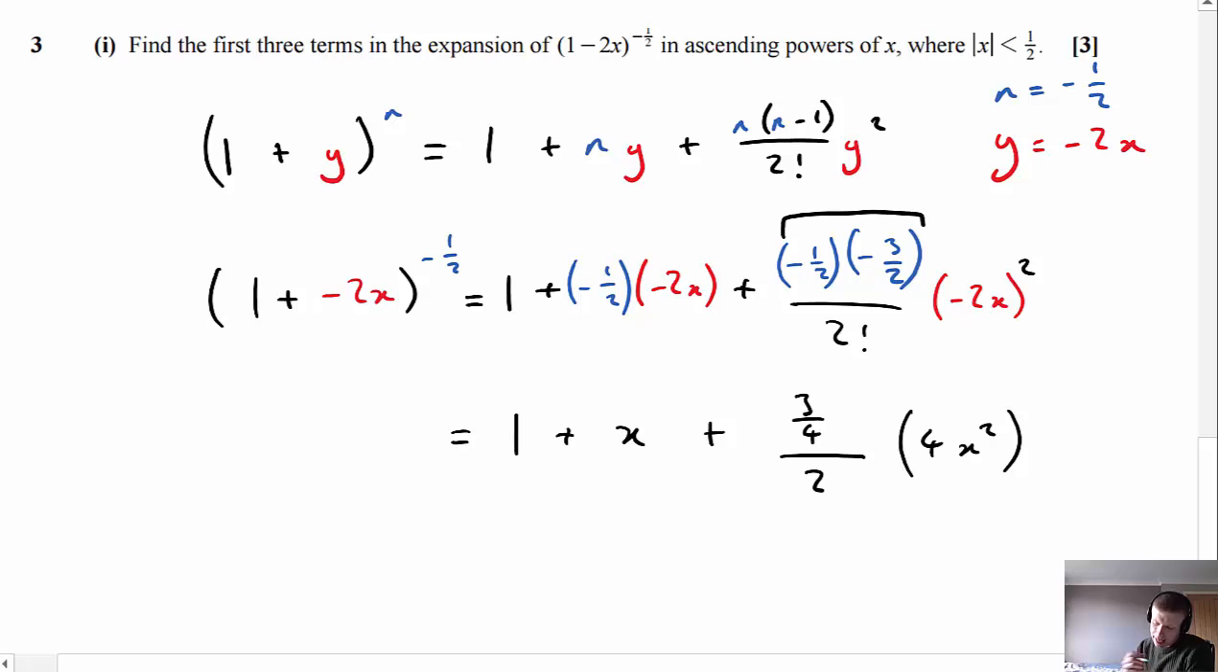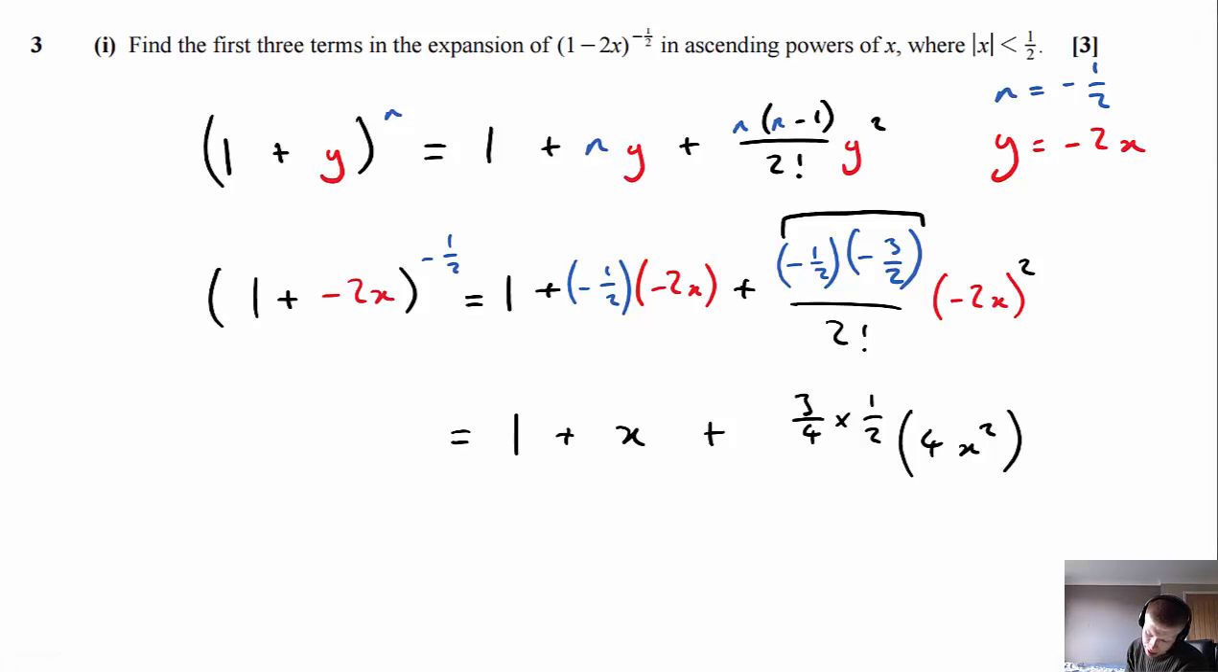Now it's just going to finish off tidying this up. So remember, this 3 over 4 over 2 is the same as 3 over 4 divided by 2. When I divide, I multiply by half. So dividing by 2 is the same as multiplying by half. If you weren't sure about that, you could stick the 2 over 1 and then flip it as if it was a fraction ordinarily.